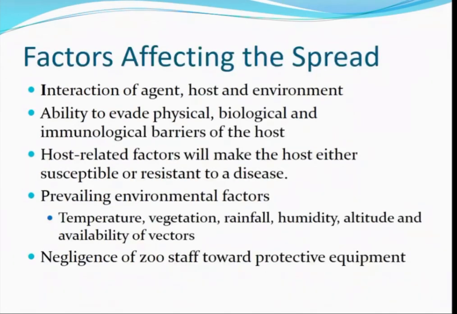Now, what are the factors that affect the spread of such diseases? It is always the interaction of the epidemiological triad, that is the host, agent, and the environment. The organism may be able to evade the physical, biological, and immunological barriers of the host, as we saw in the previous classes. And there will be certain host-related factors that will make the host either susceptible or resistant to infection. At this point, you should understand the peculiarity, to better elucidate the concept of the ability of a host to resist or tolerate a disease.